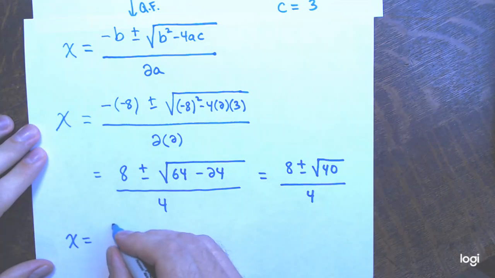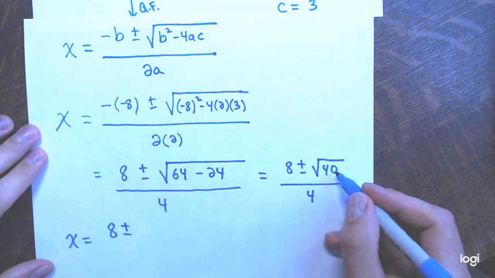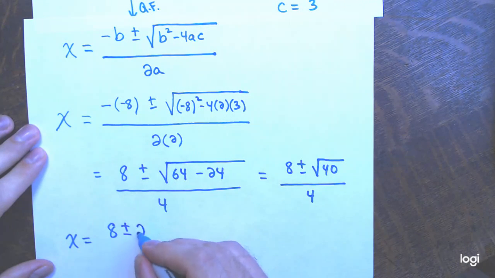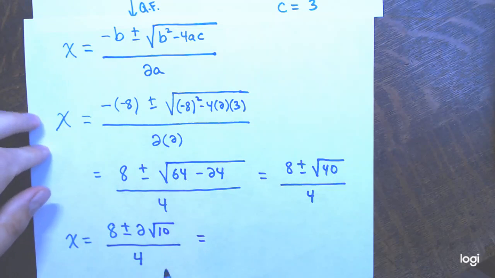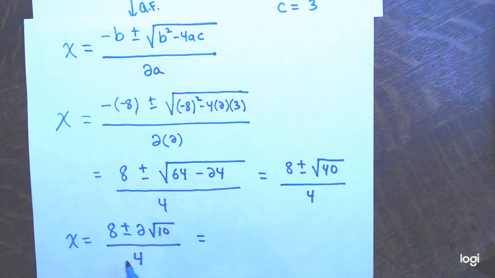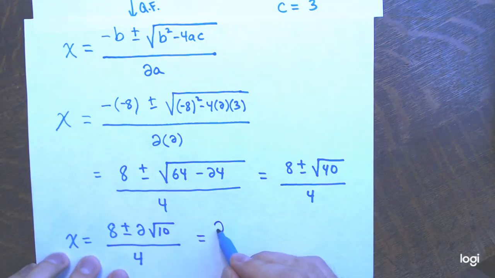So x equals 8 plus or minus the square root of 40 is equivalent to 2 times the square root of 10, and all that divided by 4. Now I've simplified the radical, but the fraction is not simplified. Look at the two terms in the numerator. They have a common factor of 2. Right? I can pull a 2 out of that.